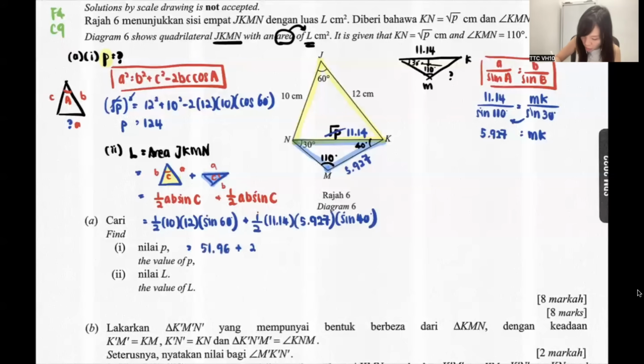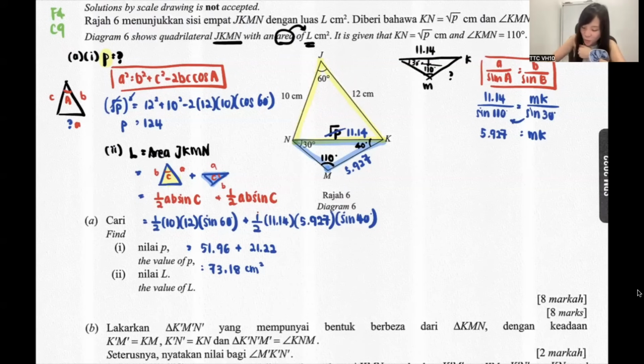I get 21.22, so I add them together and get the answer 73.18 cm. Is it cm? Yes, square. I don't understand why they give you 8 marks, my dear. So easy, getting 8 marks.